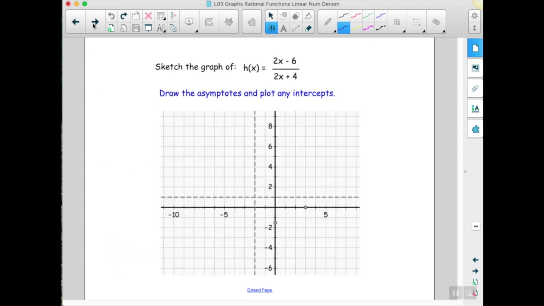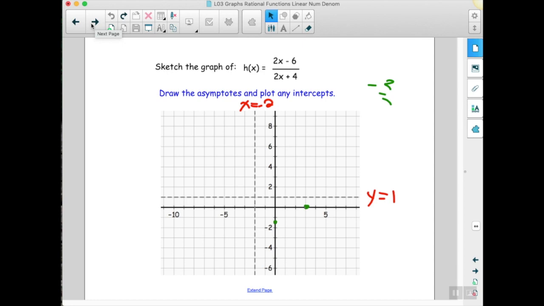All right, then the next thing you would do is draw any asymptotes, and then you would plot your intercepts. So we've already determined that we have a vertical asymptote at x equals negative 2. We have a horizontal asymptote at y equals 1. We have our x-intercept at 3, and we found our y-intercept to be negative 3/2, and I'm plotting that right there. So on your graph, you would plot all of those points, and then you would use your end behavior.